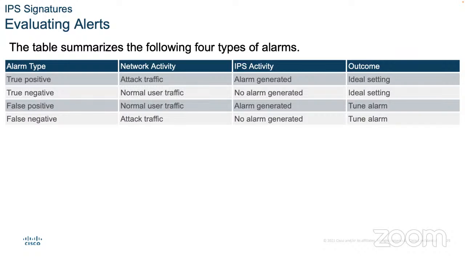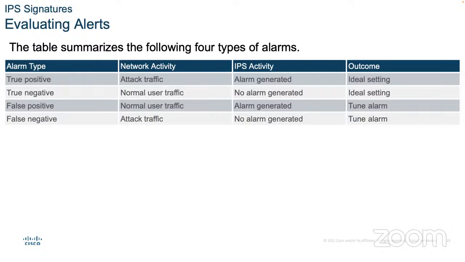Alerts tend to be classified into these four things: a true positive, a true negative, a false positive, and a false negative. A true positive and true negative are the two that are desired. Those are the two that you want to get. You want to know when an attack is detected. You want to know when normal traffic doesn't generate an alarm. Those are good things. The false ones are not.